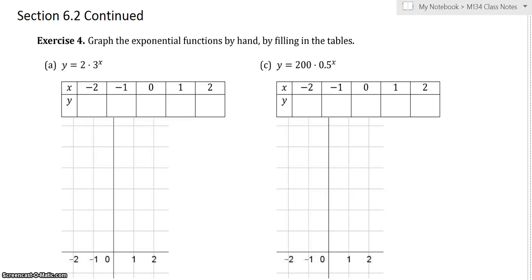Hello again. In this video, we're going to continue with section 6.2. We're going to look at the graphs of exponential functions. We're going to first do them by hand by filling out the following tables. So go ahead, let's start with A and C, since it's all on the same page here. So go ahead and pause, fill out the tables, plot the points, and come back when you finish that and see if you can come up with the graphs on your own.